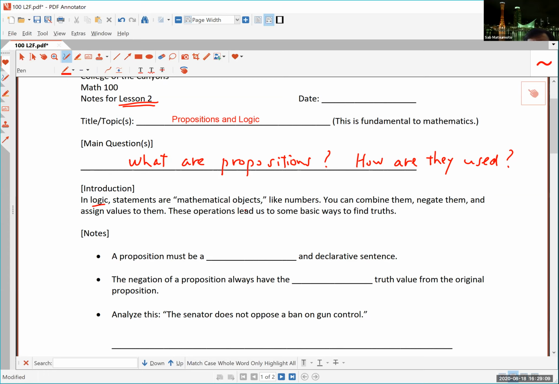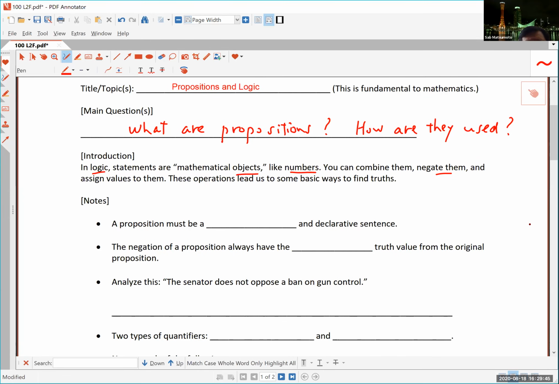Now, these are mathematical objects, and we treat them like numbers. If you have numbers, some numbers are larger than others, and we order them, we add them, we multiply them, we subtract them, and so on. So numbers are certainly mathematical objects, but in formal logic, or sometimes called meta-mathematics, the statements are also objects. And so we can combine them, negate them, assign values to them, and so on. These operations lead us to some basic ways of finding what we call propositional truths.